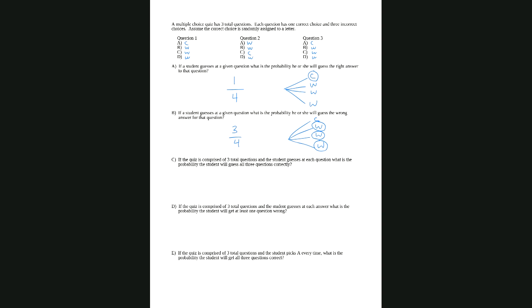Now let's take it farther. Let's say that the person's going to guess at all 3 questions. What's the chance that they will guess all 3 correctly? So we would need a much bigger tree diagram for that. First, it starts with the first question. But in order to get that one right, they have to take this top path. And they have a 1 in 4 chance of doing that.